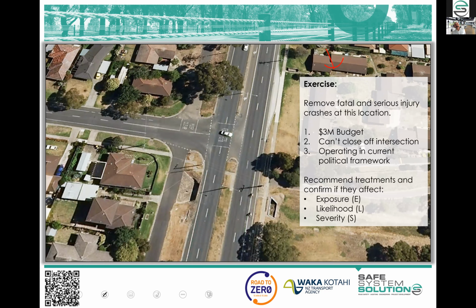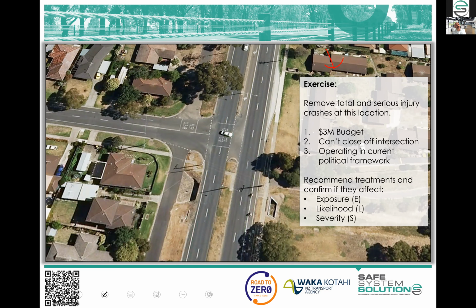Remove fatal and serious injury crashes at this location. So going forward, we don't want any death or serious injury at this intersection around this area. And to do that, you're going to get a budget of $3 million. You cannot close the intersection.